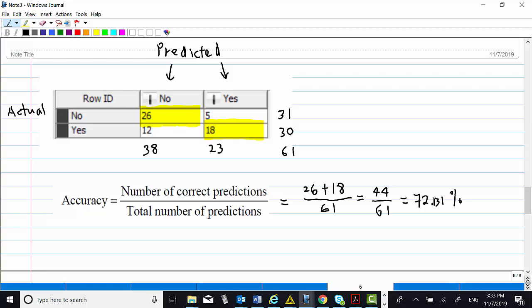And you also can talk about the error rate. So error rate is equal to one minus 0.72131, that is 27.869%. So this is actually the ratio of these three numbers here.